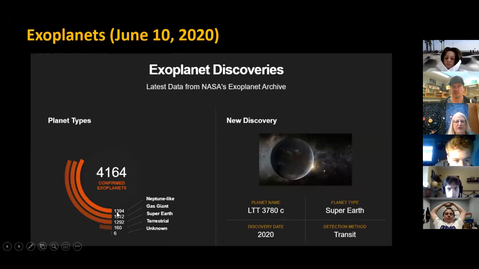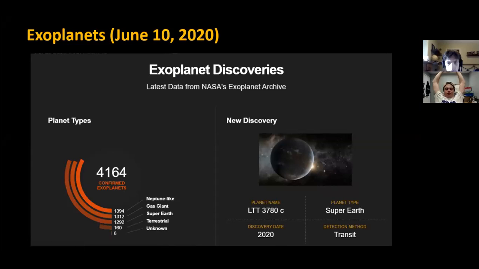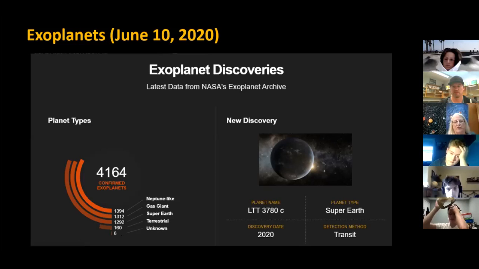About 1,400 are Neptune-like, meaning size and density. About 1,300 are gas giants like our Saturn and Jupiter. About 1,300 are super Earths, so similar to Earth, but larger. And about 160 are what's called terrestrial, so those are hard rocky planets. And in this data log, there's about 6 that they just haven't completely categorized yet.